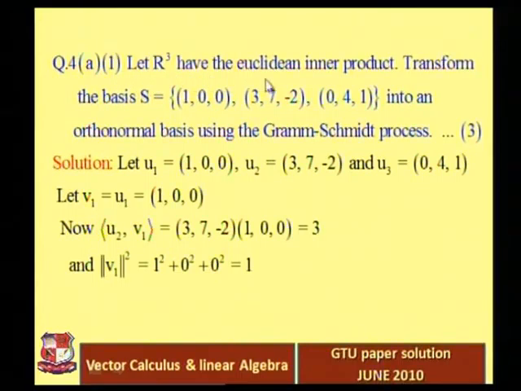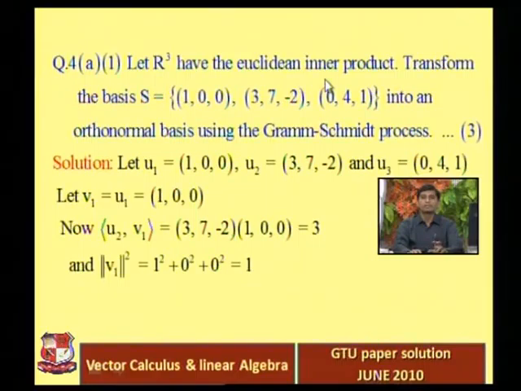Let R3 have the Euclidean inner product. So we have to use the Euclidean inner product, that means the dot product, right? Transform the basis S: 1 0 0, 3 7 minus 2, and 0 4 1 into an orthonormal basis using the Gram-Schmidt process. This Gram-Schmidt process is actually used to convert any basis into an orthogonal basis.